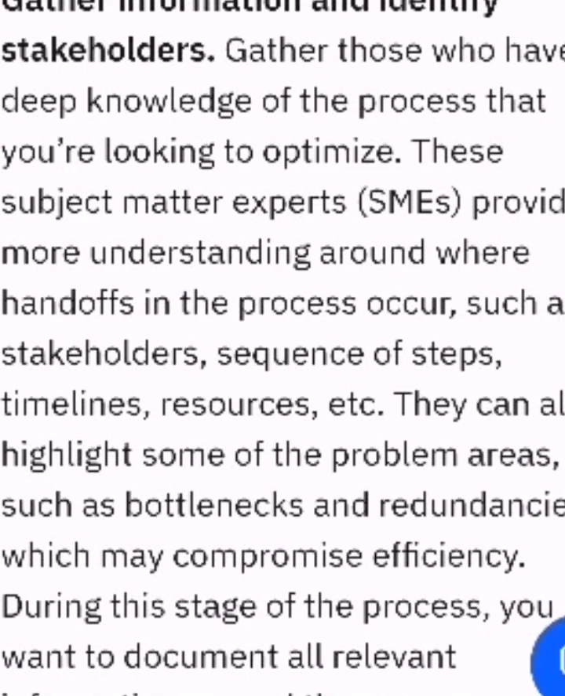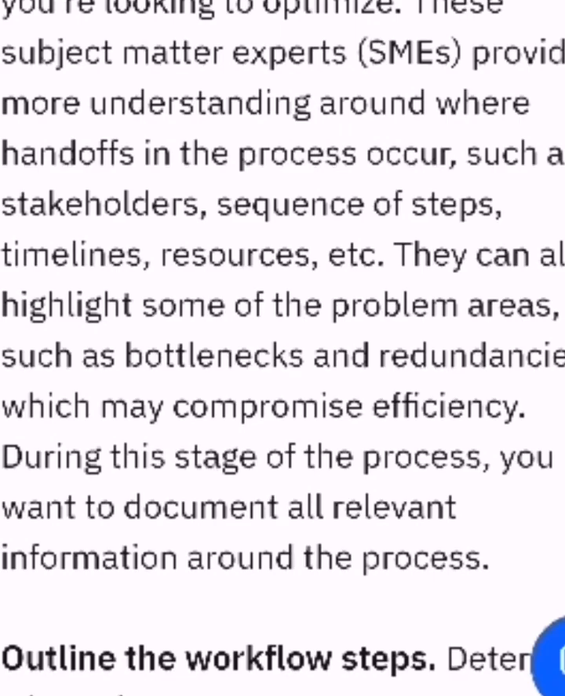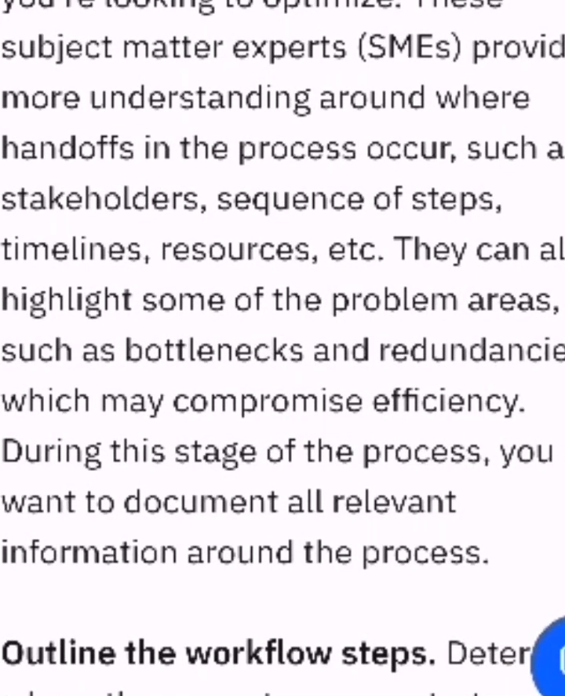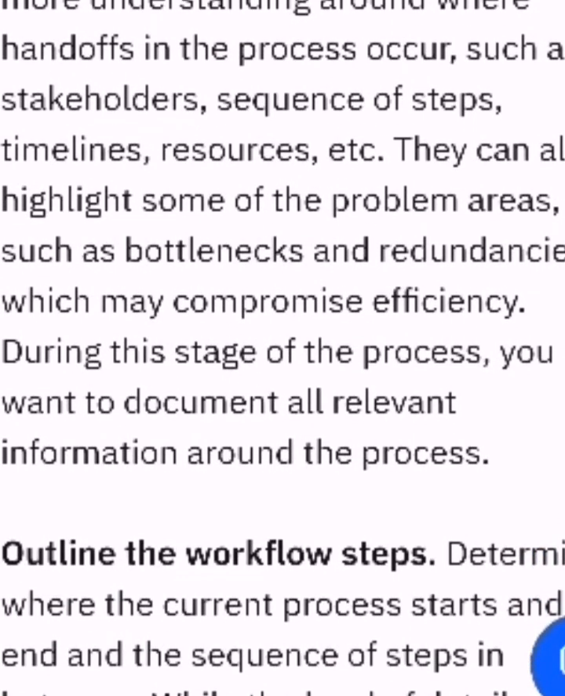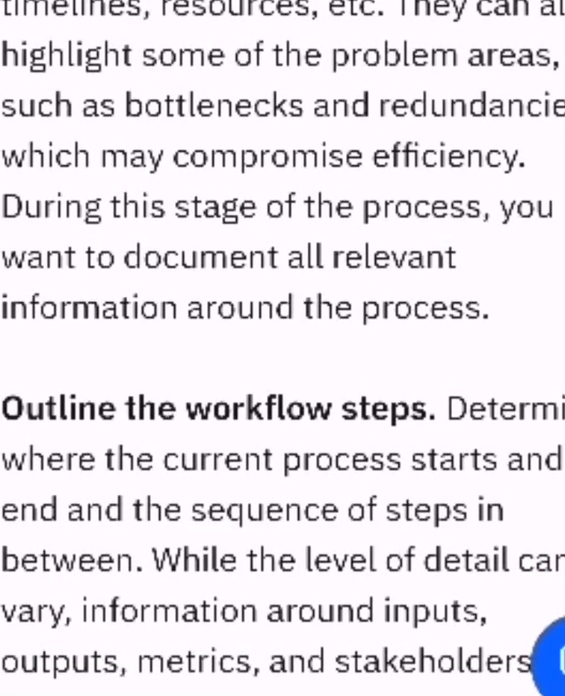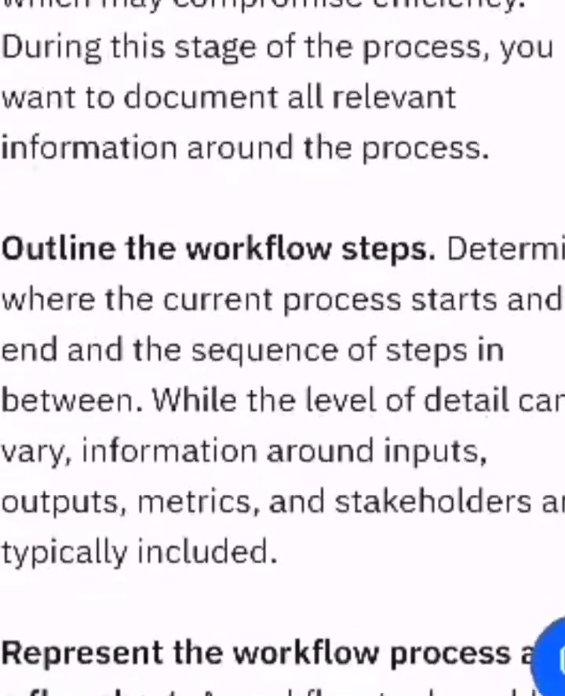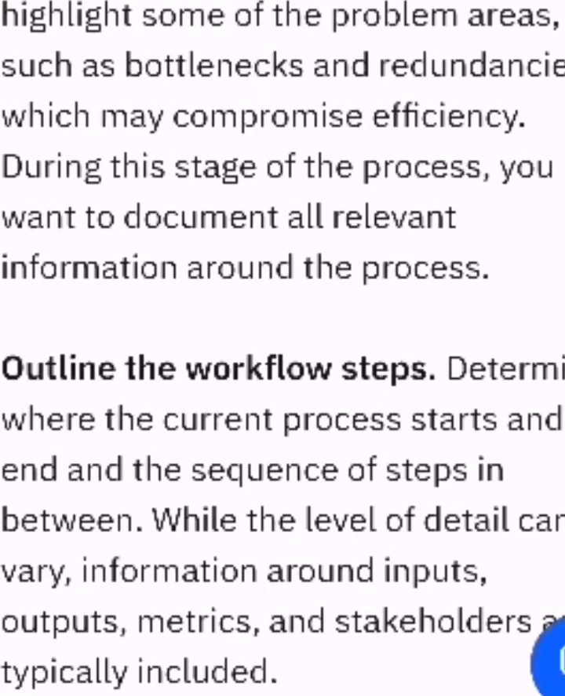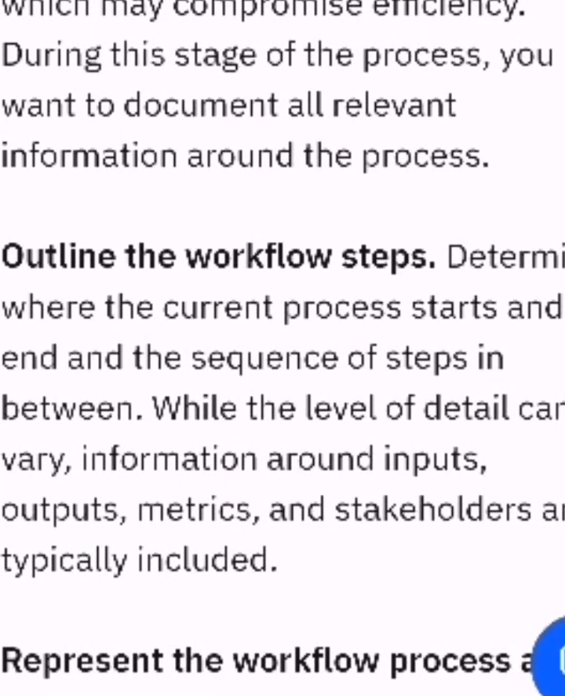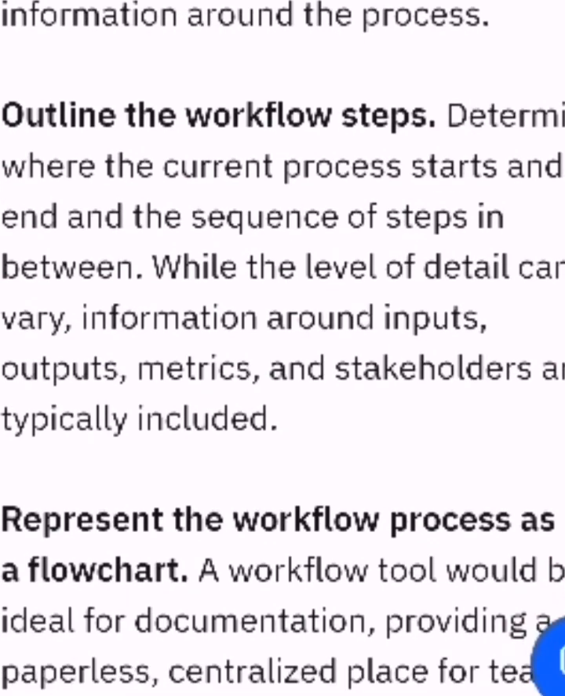Number 2 is gather information and identify the stakeholders. Gather those who have deep knowledge of the process that you are looking to optimize. These subject matter experts provide more understanding around where the handoffs in the process occur, such as stakeholders, sequence of the steps, timelines, resources, etc. They can also highlight some of the problem areas, such as bottlenecks and handoff tendencies, which may compromise the efficiency. During this stage of the process, you want to document all the relevant information around the process.